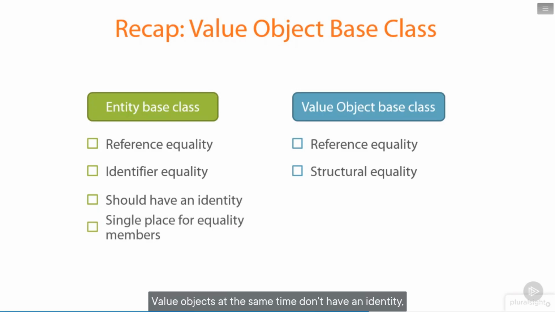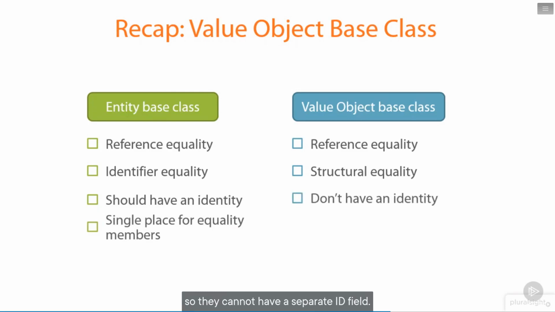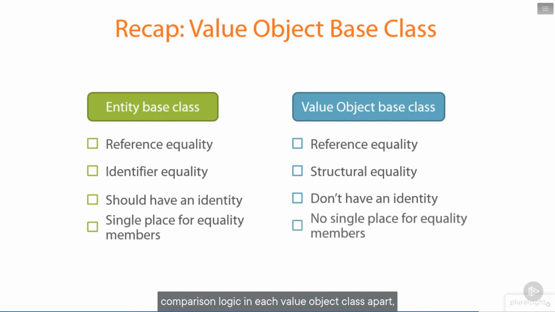Value objects at the same time don't have an identity, so they cannot have a separate ID field. The structural equality means that we need to implement the comparison logic in each value object class apart, but this task can be alleviated by factoring some common logic out to the base class.